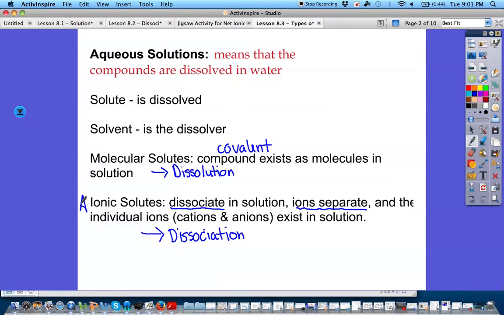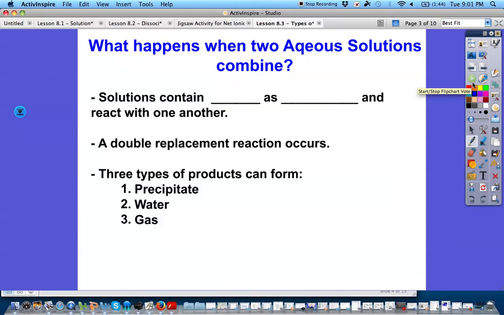Ionic solutes is what we're going to mainly be focusing on with our types of reactions in aqueous solutions. So what happens when two aqueous solutions are combined? When we talked about dissociation and dissolution, we only talked about one ionic compound that was dissolved into water. So now we're going to take two solutions and combine them.